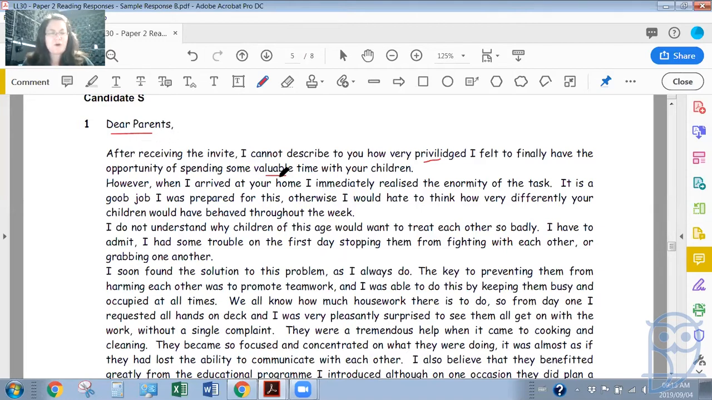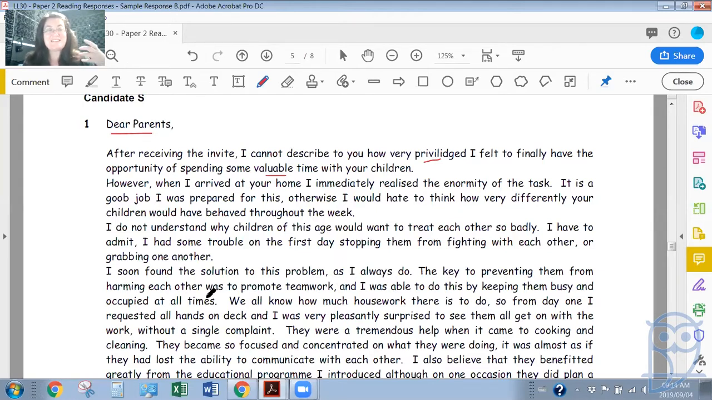However, when I arrived at your home, I immediately realized the enormity of the task. It is a good job I was prepared for this. Otherwise, I would hate to think how very differently your children would have behaved throughout the week. I do not understand why children of this age would want to treat each other so badly. I have to admit, I had some trouble on the first day stopping them from fighting with each other or grabbing one another. I soon found the solution to this problem, as I always do. The key to preventing them from harming each other was to promote teamwork, and I was able to do this by keeping them busy and occupied at all times.